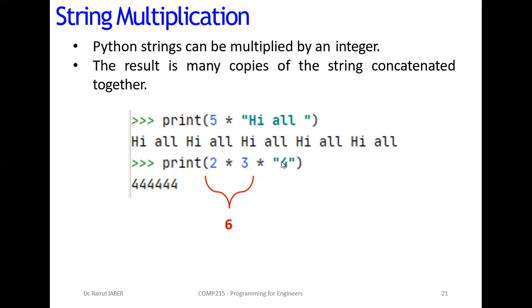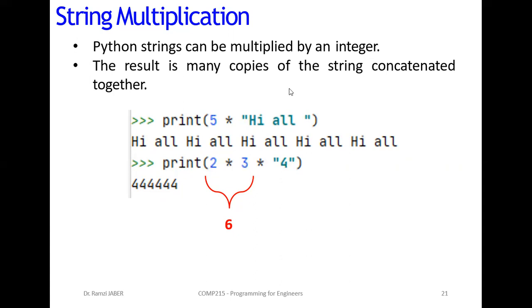Between quotation is a text. So the first star here is normal multiplication between 2 integers. So 2 times 3 will be equal to 6. Then 6 star text 4: this star will be concatenation. So the output will be repeated 6 times. The 4 will be repeated 6 times.